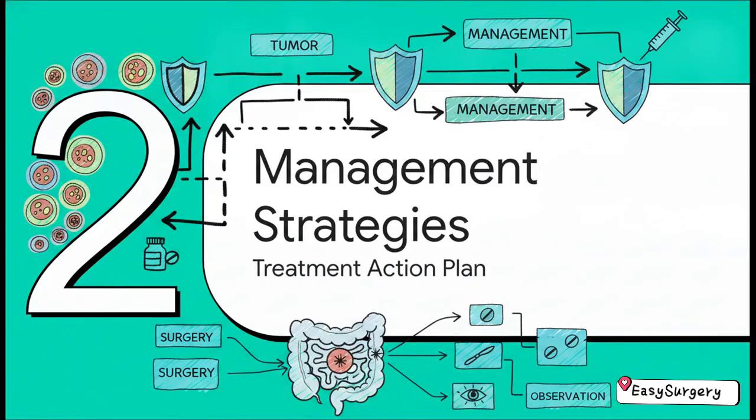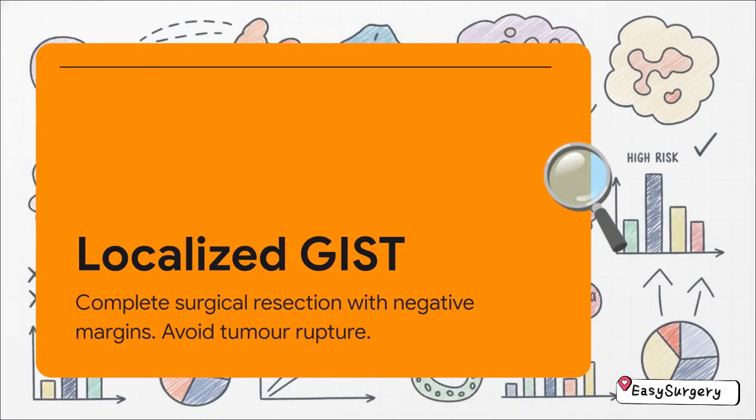Moving on to Section 2, GIST management strategies. So, if your patient presents with a localized resectable GIST, the standard treatment is actually pretty straightforward: complete surgical resection with negative margins. But, and this is a huge but, the absolute necessity for the surgeon is to ensure strict avoidance of tumor rupture. There are absolutely no heavy hands allowed here. As we just learned, if you accidentally rupture that capsule during resection, you have instantly upgraded their recurrence risk to extremely high. So gentle tissue handling is absolutely paramount.